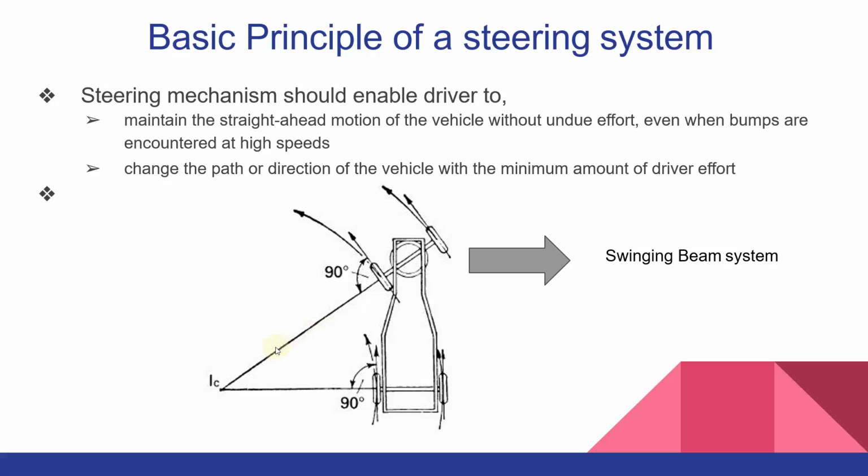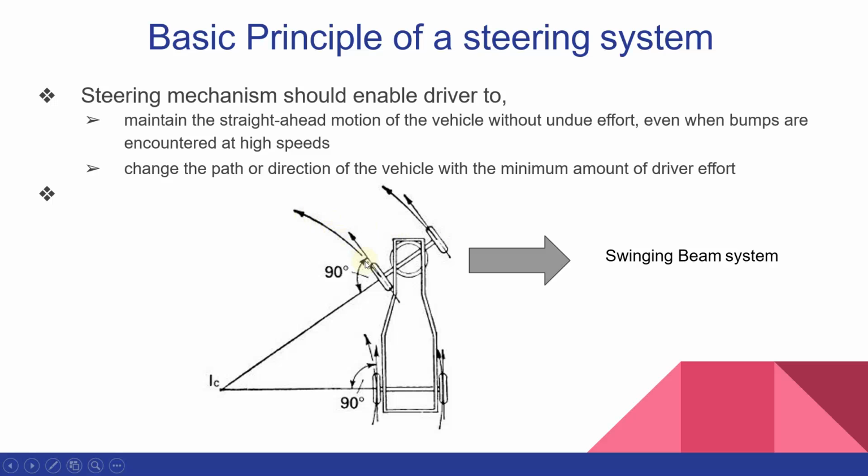And if you extend this line and draw another imaginary line passing through the center of the rear wheel, the back wheel, both these lines will intersect at an imaginary point known as LC. At this point, you can see this is the center point around which the vehicle will turn. So this will be the radius and this will be the center, and the vehicle will be turning around an angle. So this is the characteristic of the swinging beam system, that both the front tires will be aligned at the same angle, that is 90 degrees with the imaginary line.